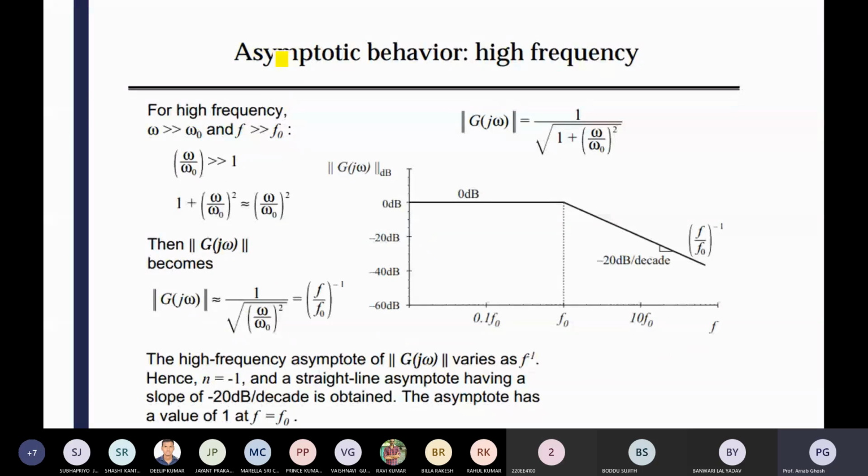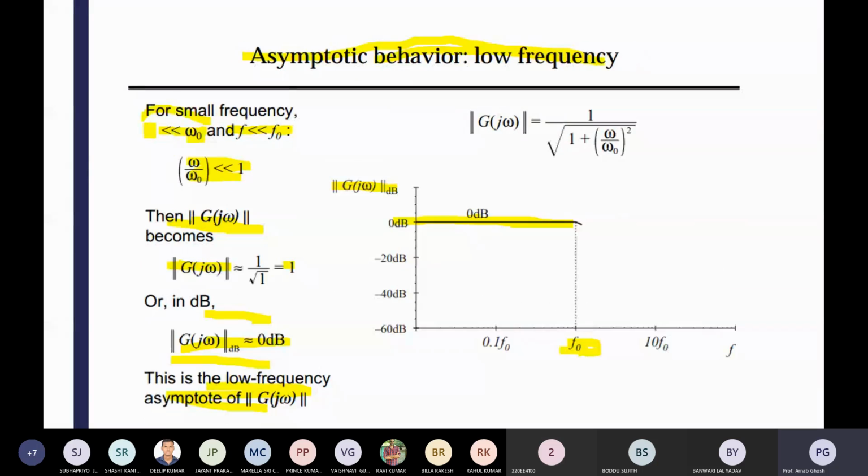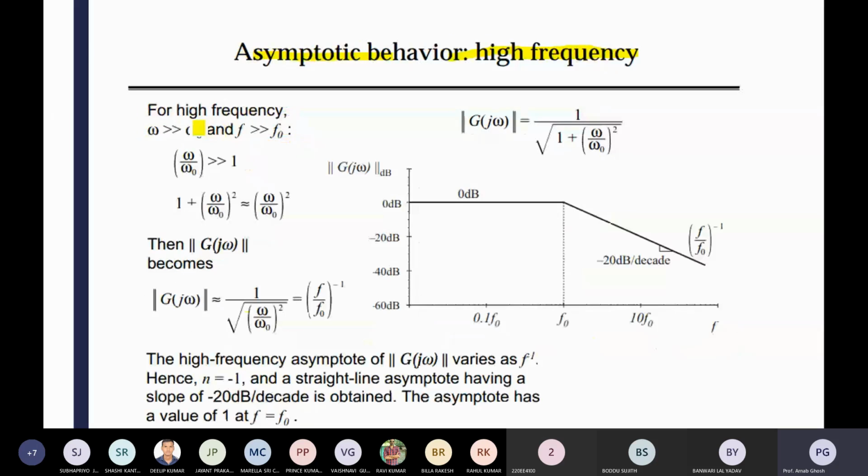Now the asymptotic behavior for high frequency. For high frequency, the consideration will be reversed. Here you wrote omega less than omega 0, f less than f0. Here omega is greater than omega 0, f greater than f0. This is your high frequency operation, so omega by omega 0 is greater than 1. Compared to 1, it is nearer to infinite, so finally the value is coming root under omega by omega 0 square, so it is coming f by f0 inverse.